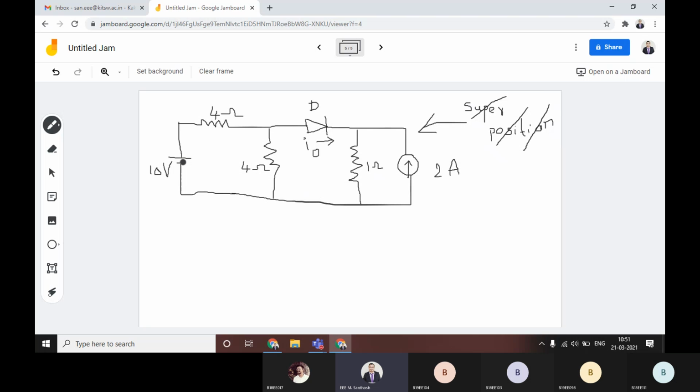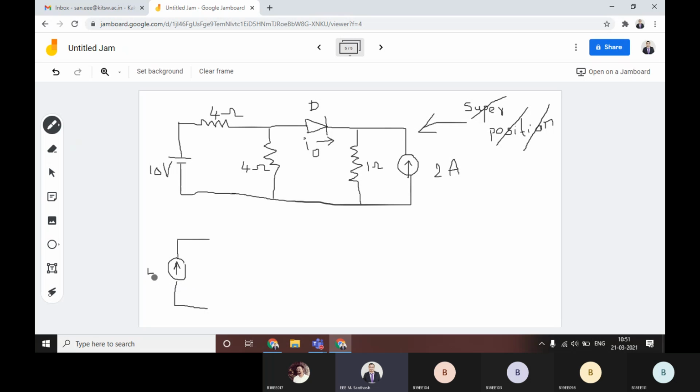Then if you apply the source transformation, this is 10 volts and this one is 4 ohm, then what is the current source value? If you convert to a current source in parallel with the resistor, what is the current source value if you apply source transformation for this voltage source in series with the resistance? That is 10 by 4, right? 5/2. Sir, 1 ampere. 1 ampere is correct. Exactly.